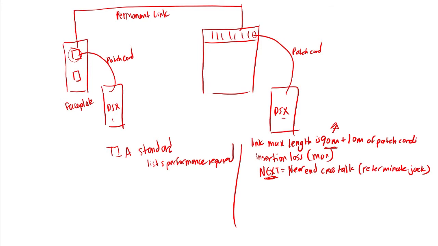In all my testing of the links, the biggest reason something fails is because of the NEXT. And I found that re-terminating the jack, or replacing the jack in some cases, sometimes you get a bad jack, but re-terminating it solves 99% of the errors.